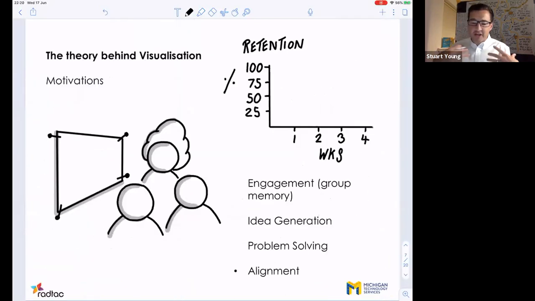The other thing that I wanted to mention around this is that there are certain specific motivations for this sort of stuff. Now, as a business visualizer, visual storyteller, call me what you like, there are specific motivations for bringing in visual thinking. The first one that I want to mention is engagement, okay?